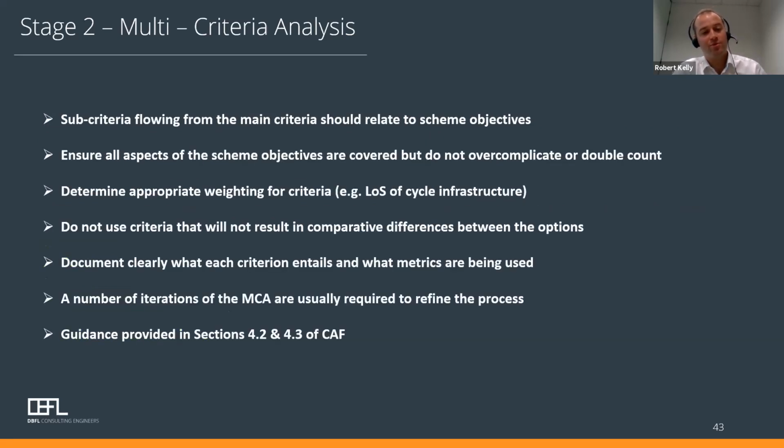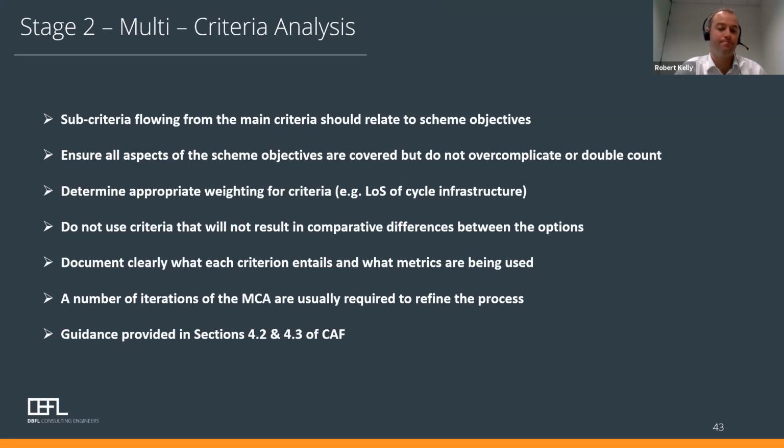So your sub-criteria then, which should be project specific, should flow from those main criteria and should relate back to the scheme objectives. So it's key that all aspects of the scheme objectives are covered in those criteria, but you don't overcomplicate the process or double count particular aspects of the scheme. So another key consideration is whether the weighting is correct for certain criteria, and not to consider criteria that don't result in any difference between the options. For example, under environment, if you're to look at flora and fauna, across the board of a scheme which is not going to have any impact on vegetation or trees, there's no sense in including that in your overall appraisal criteria.